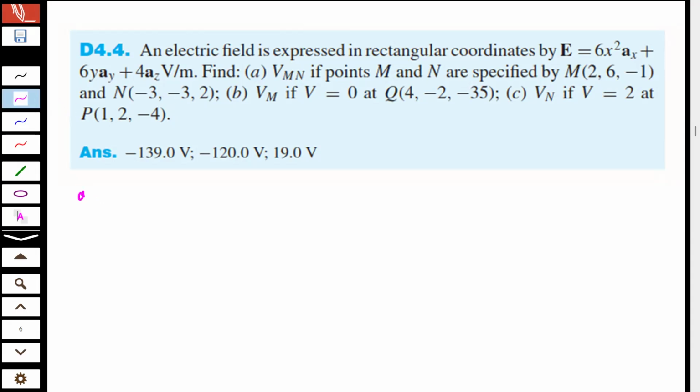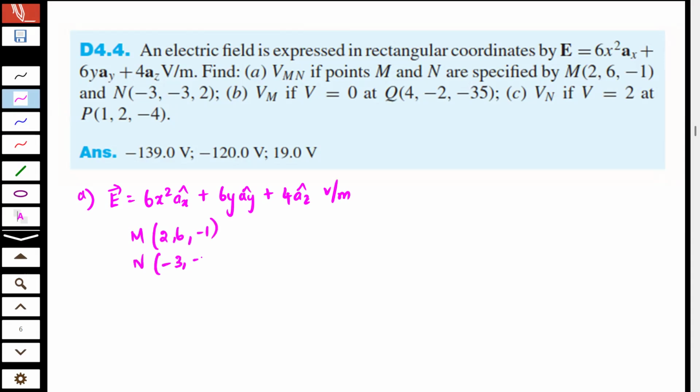For the first subdivision, the given electric field intensity vector I'm writing, which is 6x square ax cap plus 6y ay cap plus 4 az cap volt per meter. The point coordinates M and N are given. M coordinates are 2, 6, minus 1 and N coordinates are minus 3, minus 3, 2. You are asked to find Vmn. So we need to write the formula for finding Vmn, thereby we can start solving the numerical problem.